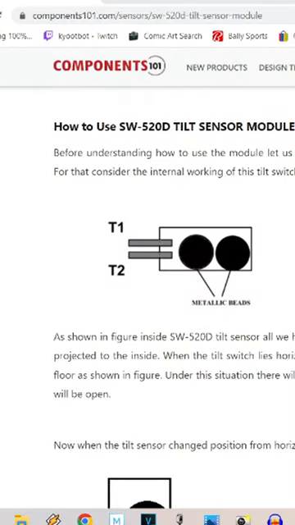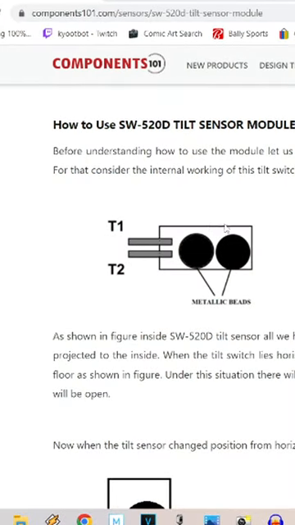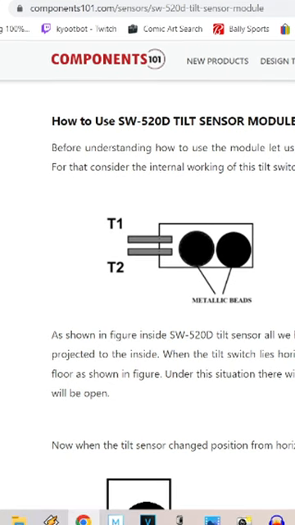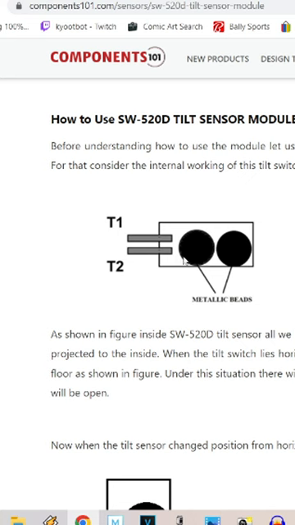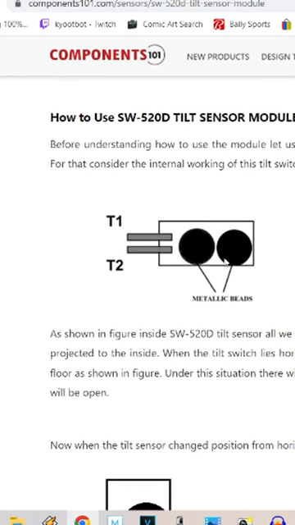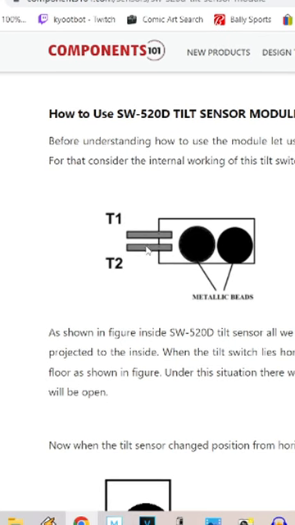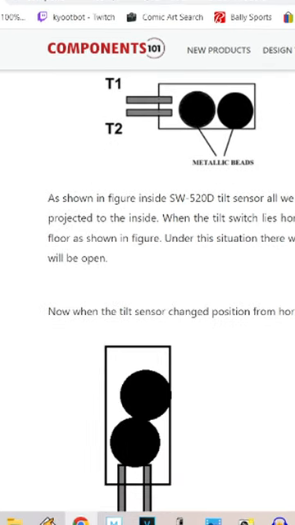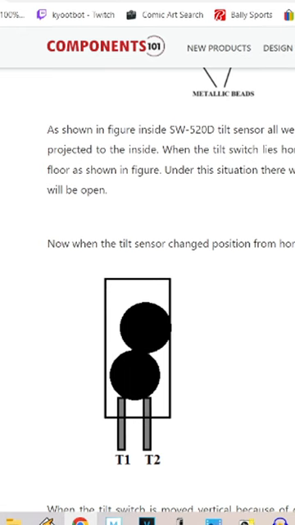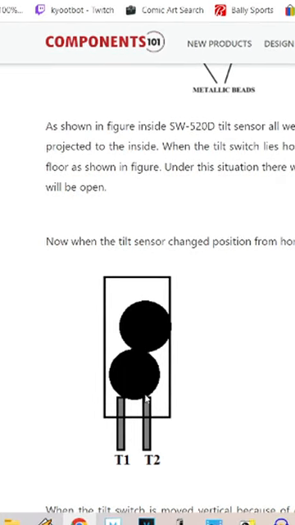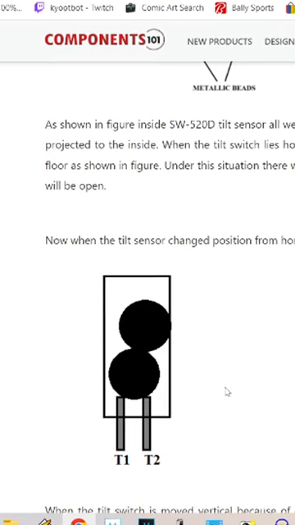Now these rudimentary tilt sensors contain legs, or terminals, that start inside and extend outward, shown as T1 and T2 on the diagram. Current is unable to flow from T1 to T2 when the sensor is in the horizontal position. However, when rotated, the beads settle onto the pair of internal terminals, allowing the current to flow from T1 through the beads and then into T2.